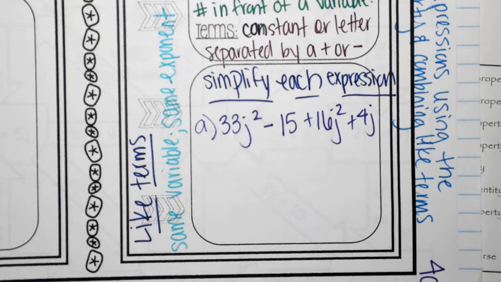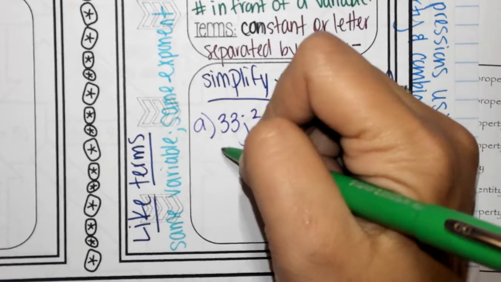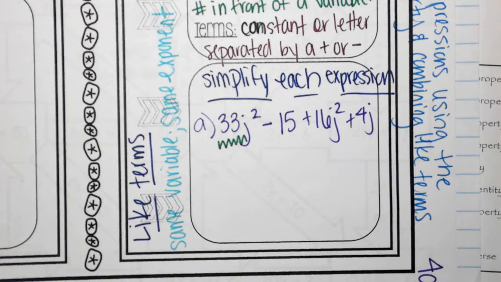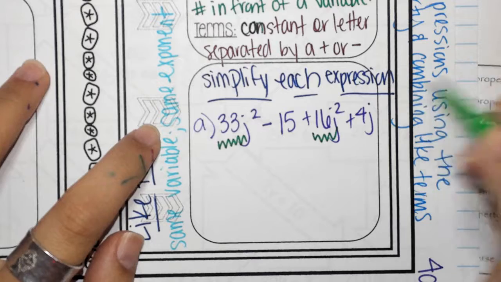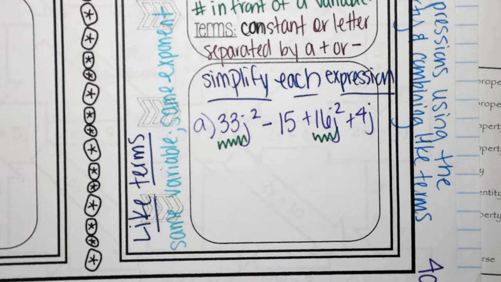Now, to begin with, how many terms are in this example? 4. But we're going to combine like terms. Now, who can tell me what matches up with 33j squared? 16j squared. And 4j? Why not 4j? Oh, it's still squared, it's a negative squared J.